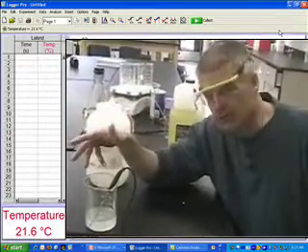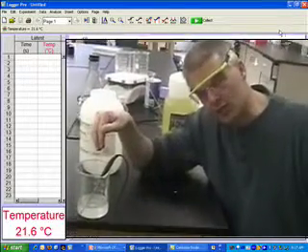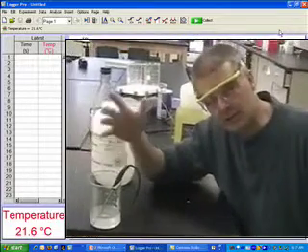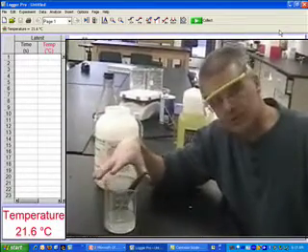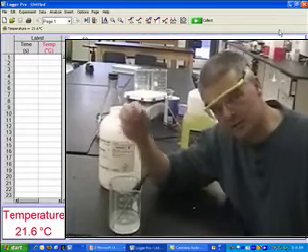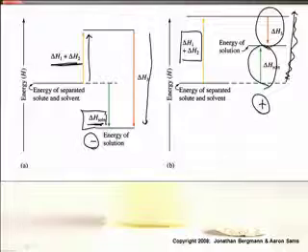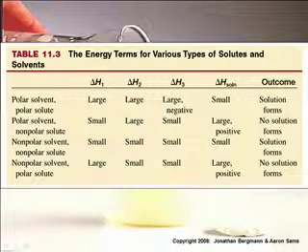So we're watching something dissolve, but we're also seeing the temperature change, and we can actually calculate the heat of solution. We did this lab in our classes, and this is why this dissolves, because of that high value of delta H3. All right, so now we're back to the screen, and we can see how that all works.